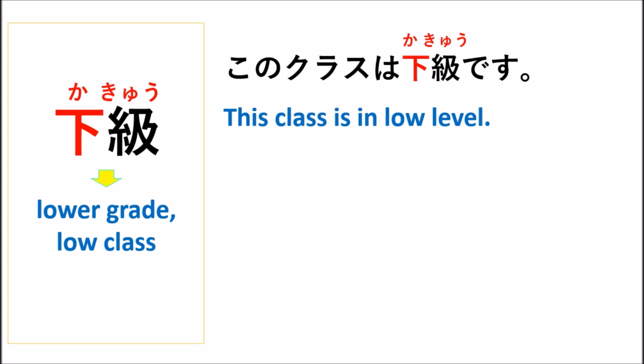So this means we separate the class into three levels, right? The low, the middle, and the high level. And when we talk about the low level or low grade, we can say ka-kyu. Ka-kyu means low class or low grade.